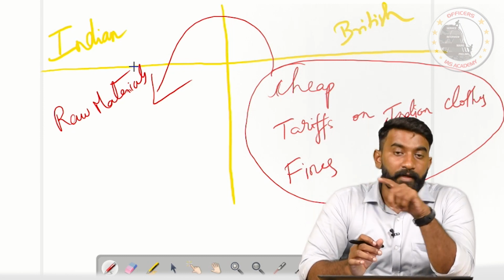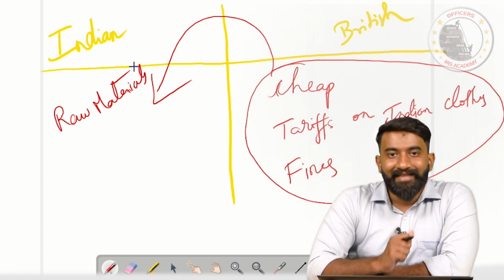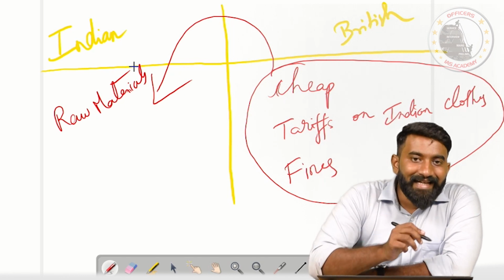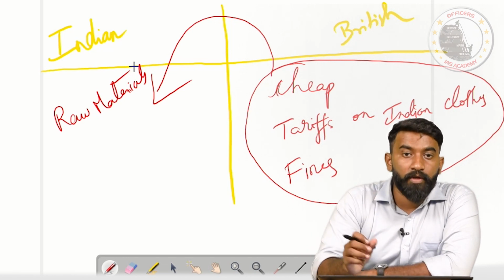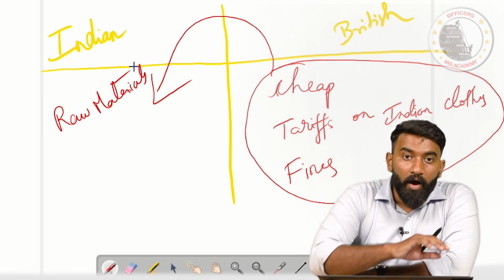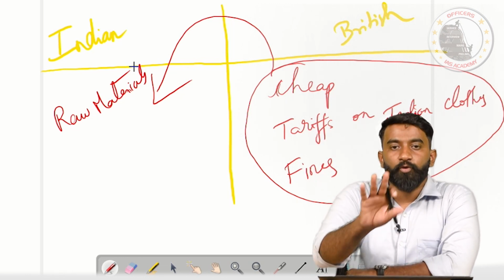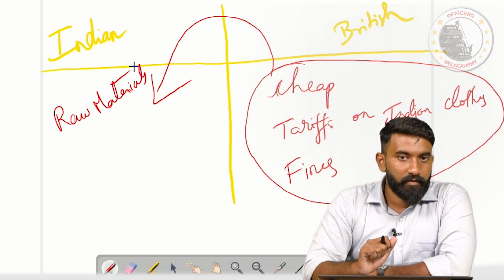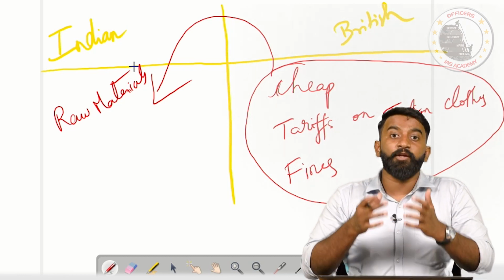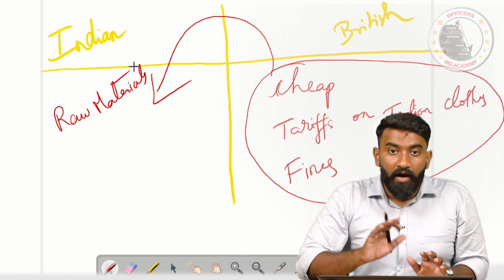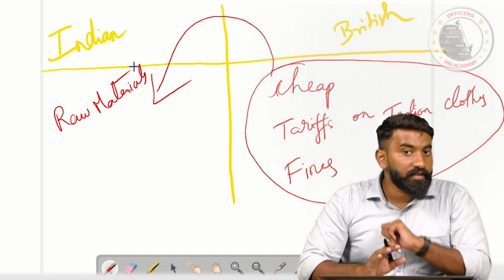Not only that, the British also put in additional rules. They said that all the Indian cotton textile laborers, the people who do the cotton yarning, spinning and weaving, would from now on work only for the British. So they were also monopolizing the labor force for themselves. The British had their own factories in India, and all these laborers could work only in their factories.